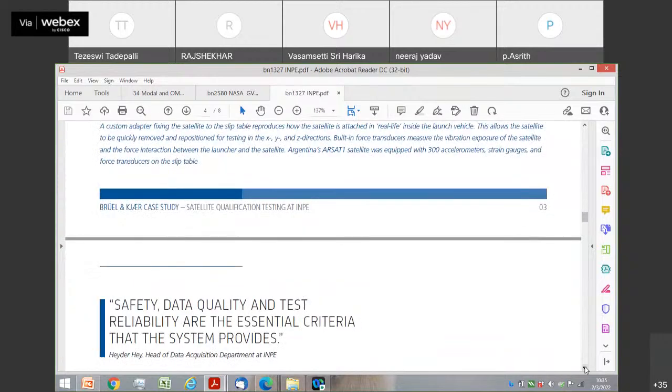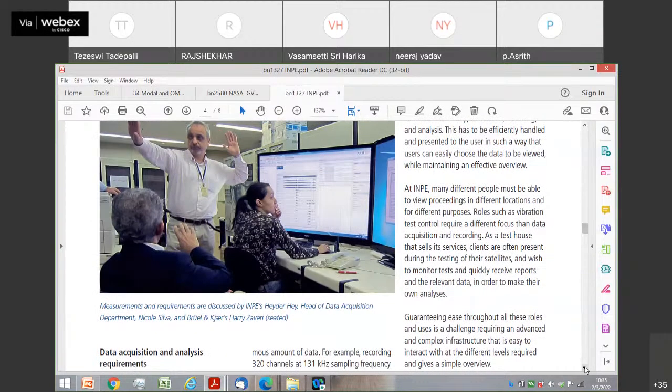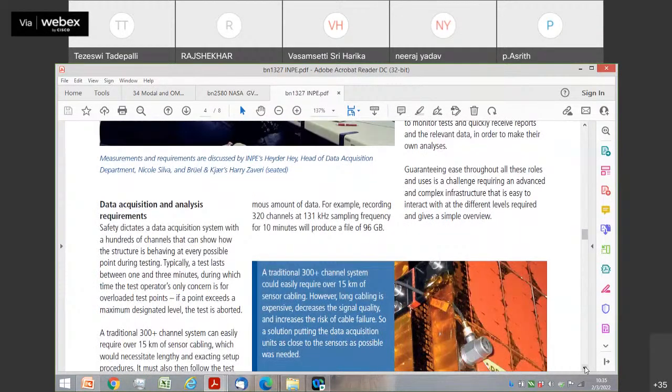And then you have the large checkers on the satellite cables with monitors to see all the data at simultaneous vibration test control, the acquisition, all this can be seen simultaneously. From an electronics viewpoint, look at it that you are 320 channels at 131 kilohertz sampling per channel will produce a file of 96 dB. So therefore, this is the sort of data streaming that comes out.